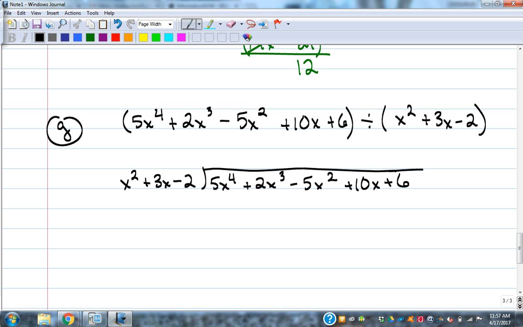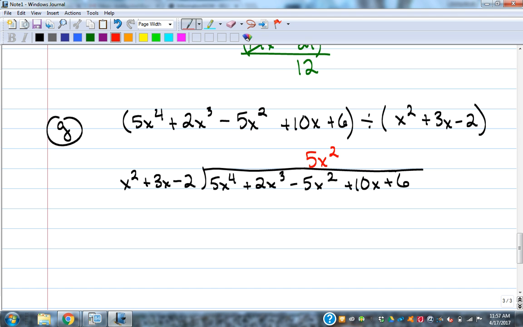What times x squared will give me 5x to the 4th? I've got x squared out here. I need how many more to make x to the 4th? I need 5 and an x squared to make that 5x to the 4th. So 5x squared goes up top. I always put it over its like term, which helps me stay organized. It helps me know when I'm done too. If I organize it that way, once I get to the end, that's the end. That means I'm finished.